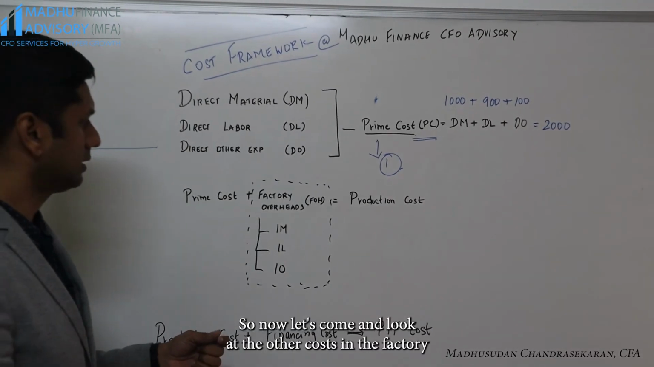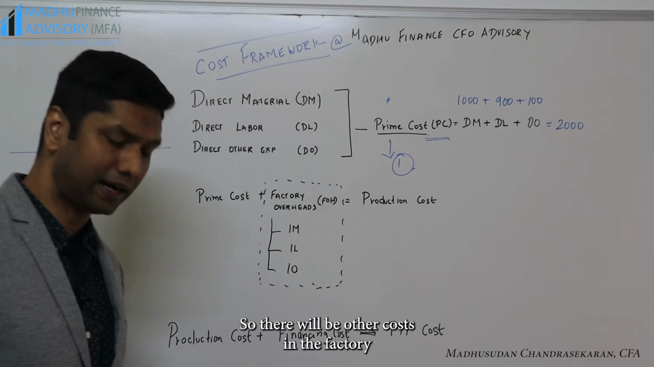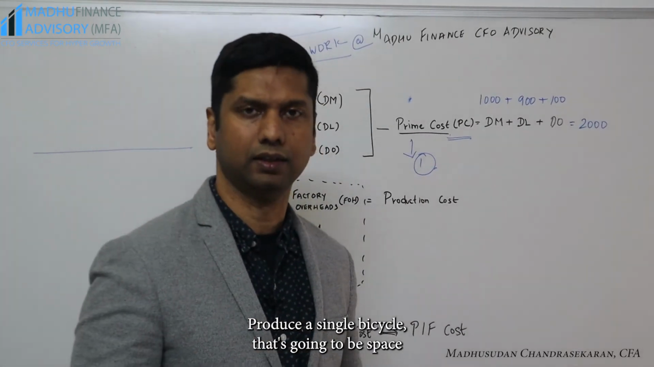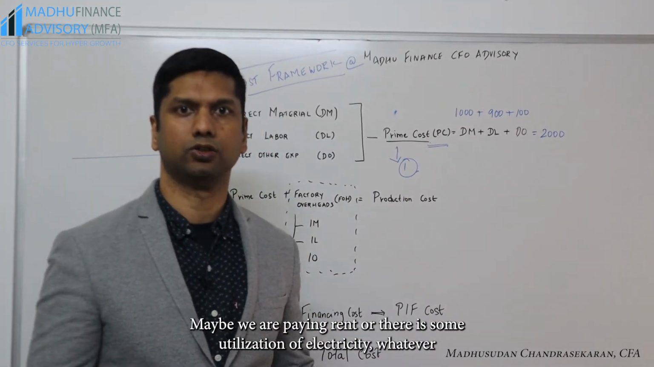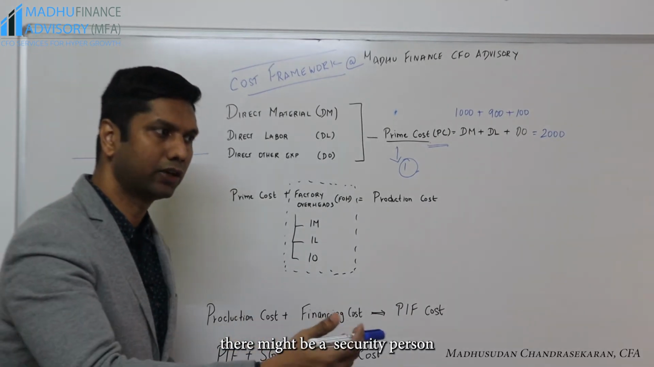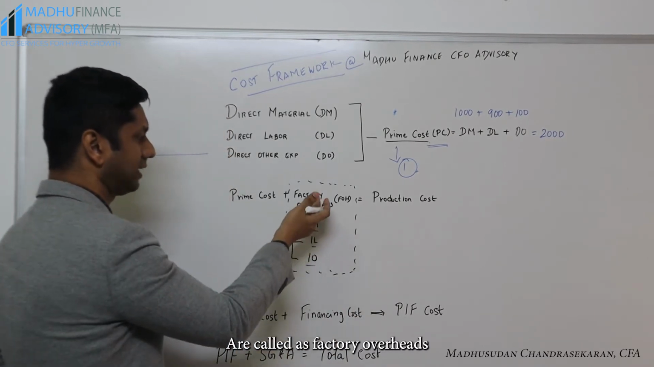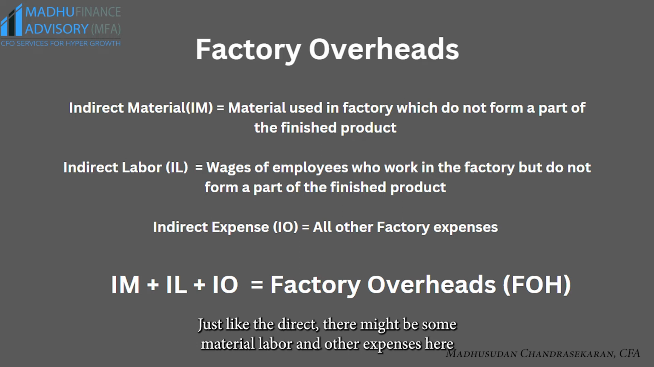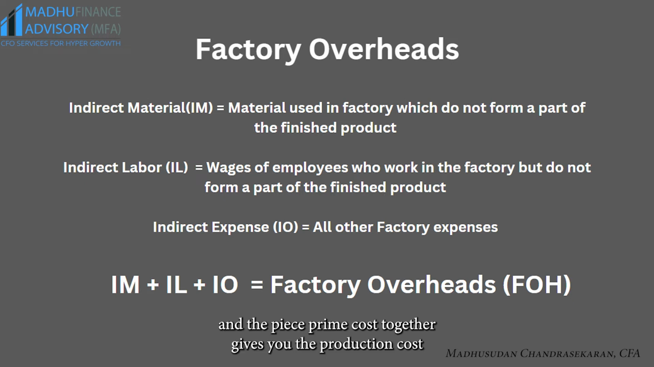Okay. So now let's look at the other costs in the factory itself. There will be other costs in the factory, even if I don't produce a single bicycle. There's going to be space, maybe we are paying rent, or there is some utilization of electricity, whatever it might be, there will be a security person. All of those are called factory overheads. Just like the direct, there might be some material, labor, and other expenses here. So let's call it the factory overheads. Together, the per piece factory overhead and the per piece prime cost give you the production cost.